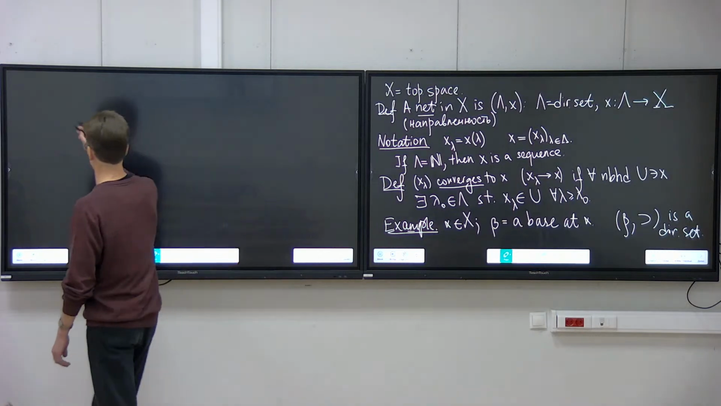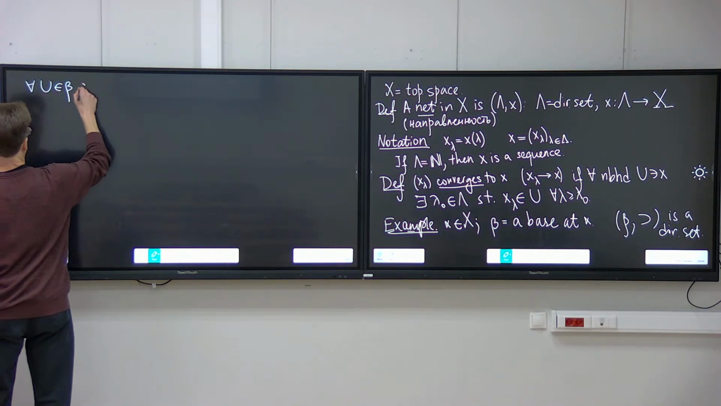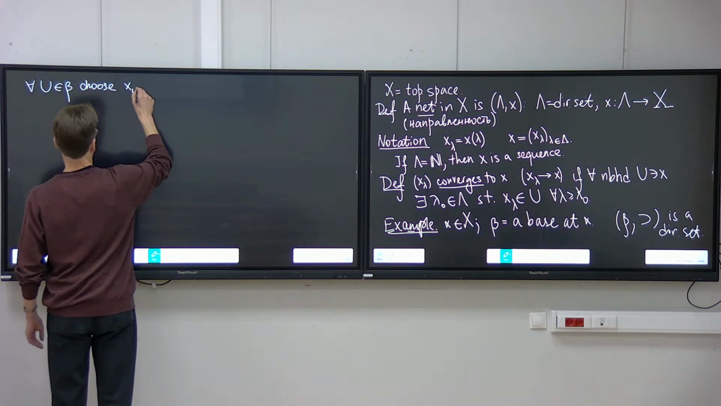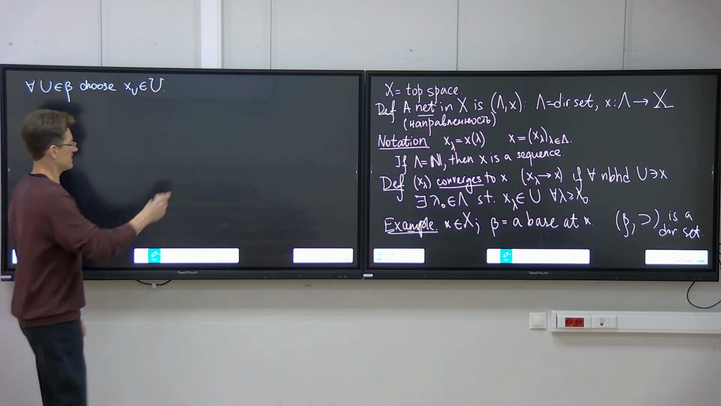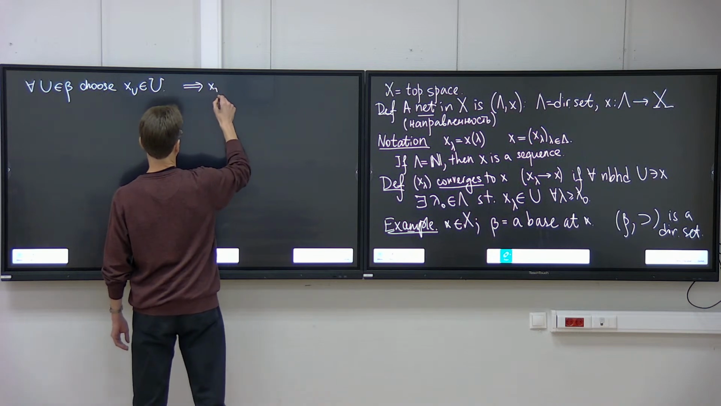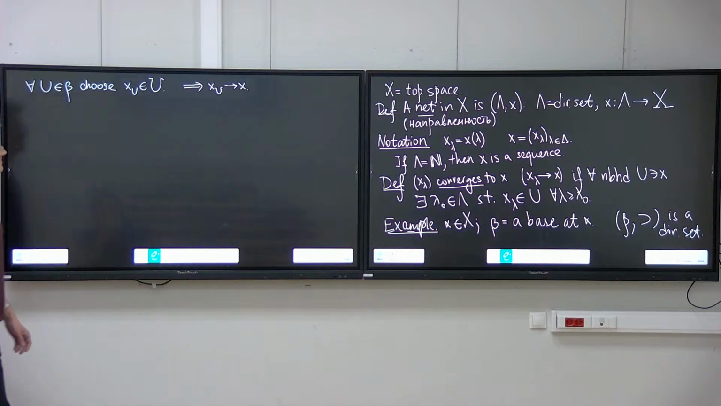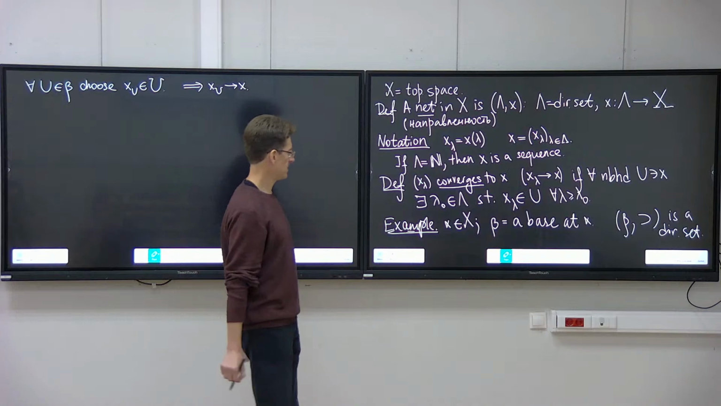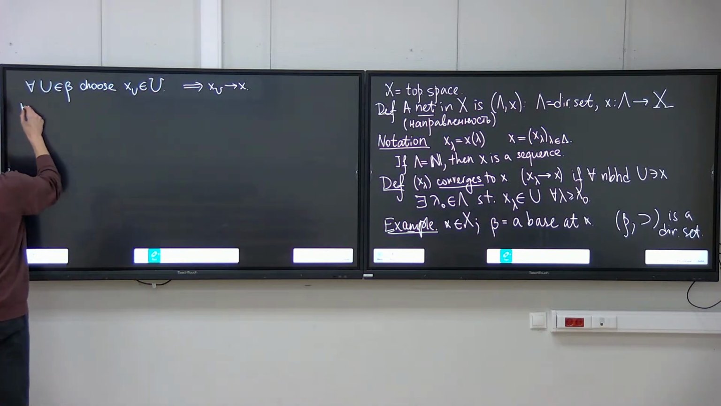And now for every U in beta, let's choose x_U in U. It's immediate from our definition that x_U converges to x. This is a typical example of a convergent net, which makes sense in any topological space. Another example.